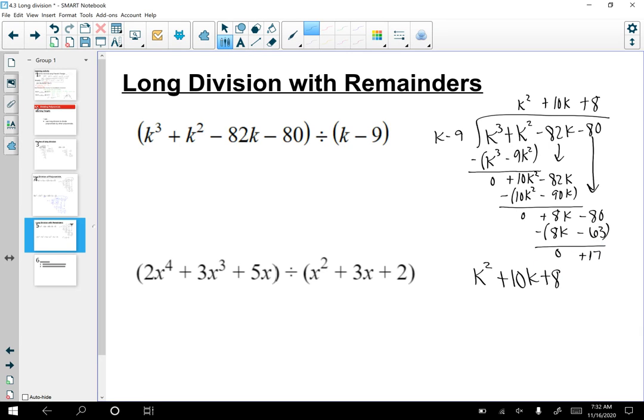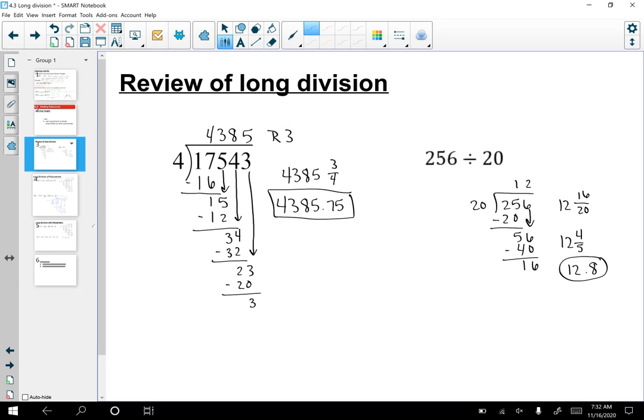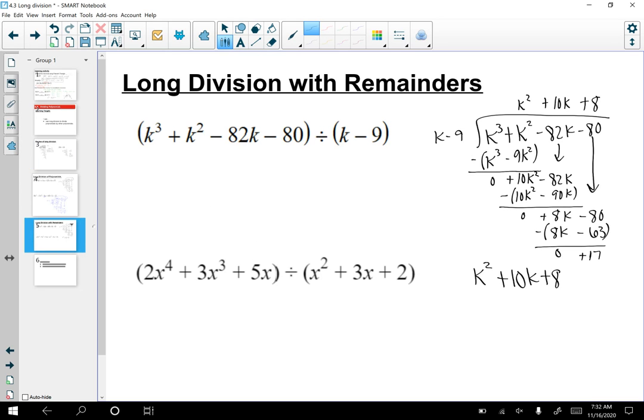Remember, we do the same thing as we did if we look back at when we divided here, we took our 3 and we put it over our divisor of 4. So we're going to do the same thing with polynomials. We take 17 and it's positive, so we can go plus 17 over k minus 9. And that's our remainder. So there's our answer.